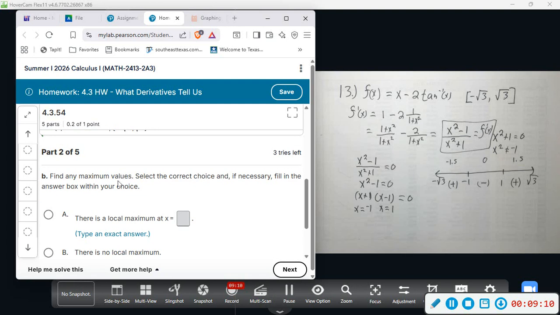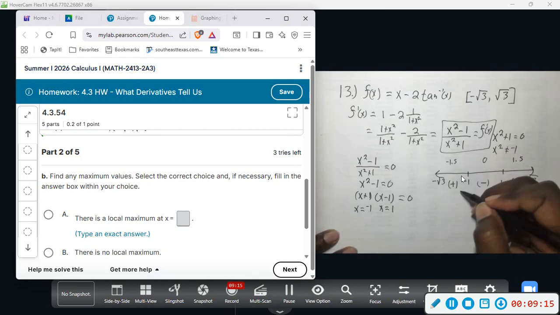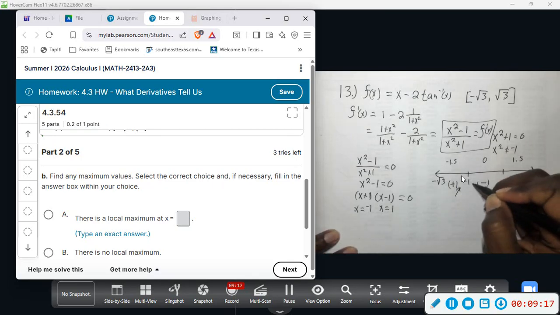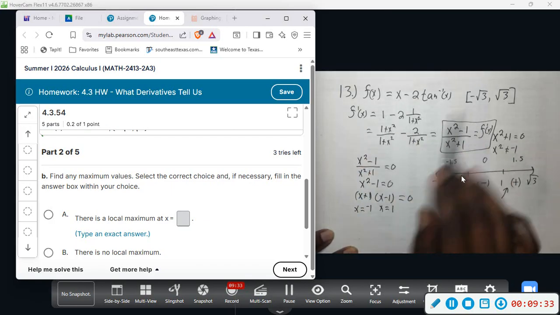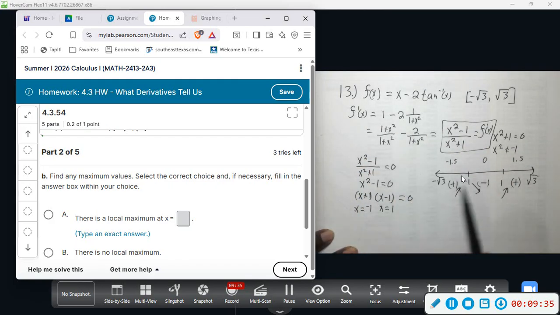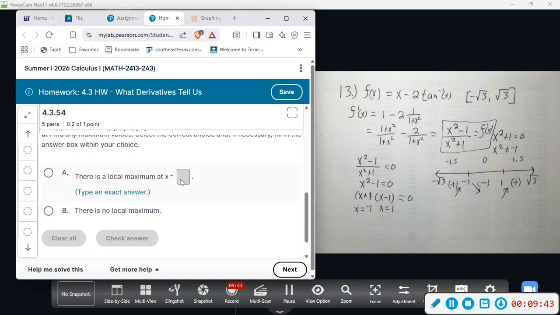All right, find maximum values. So this is increasing, and then it starts decreasing. So that's going to be a maximum. Then it goes decreasing, and it starts increasing. So these values are going to give us a max. This is going to give us a min. We got to go back and plug these into our original function to find out what those max and minimum values are. So right now it's asking the location of a local max, and so that would be at negative 1.